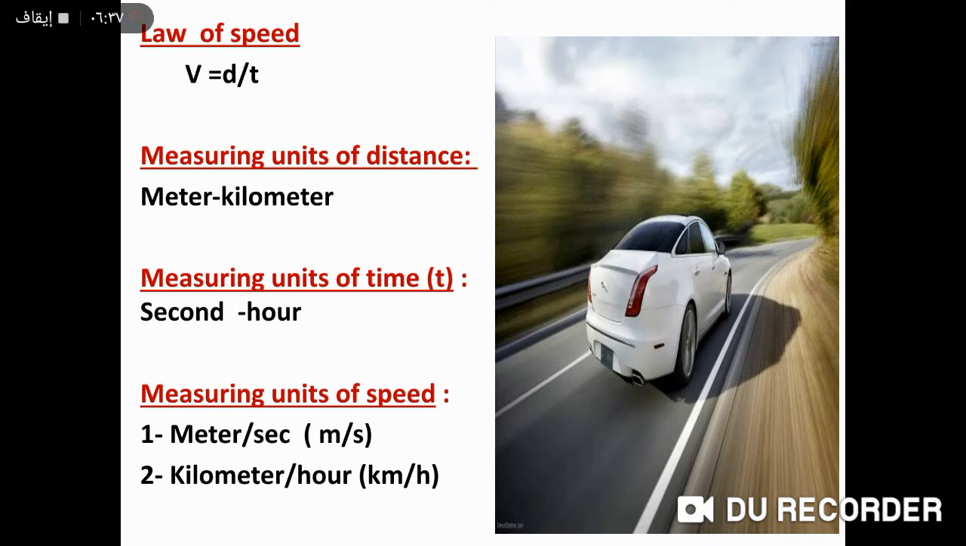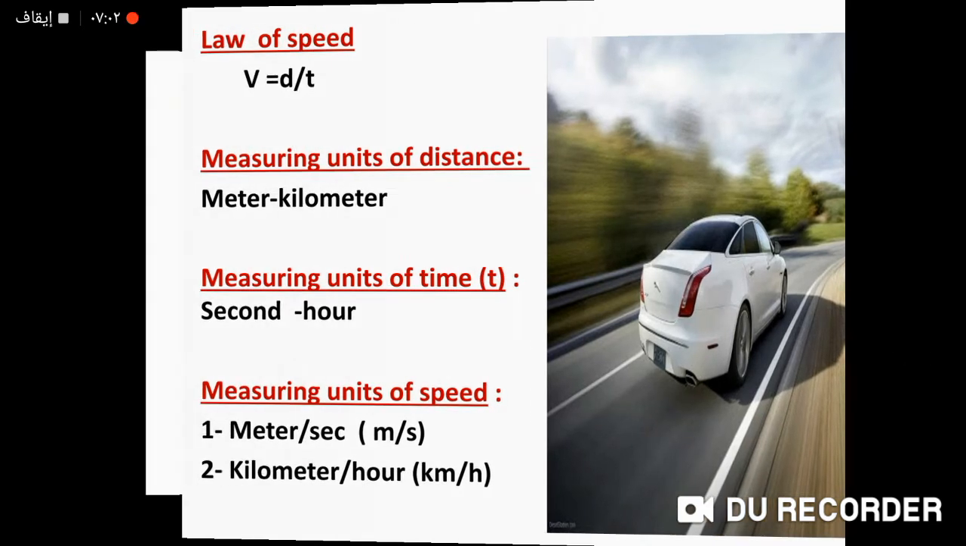What's the measuring units of distance? The distance is measured by two units, which are meter or kilometer. What are the measuring units of time? Time is measured by two units, which are second or hour. What are the measuring units of speed? Speed is measured in some units, such as meter per second or kilometer per hour.